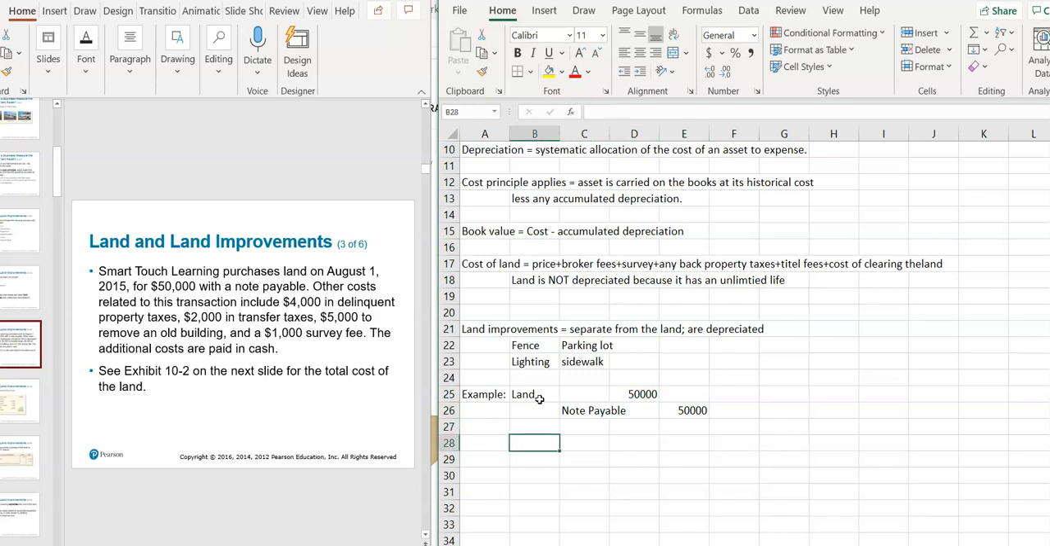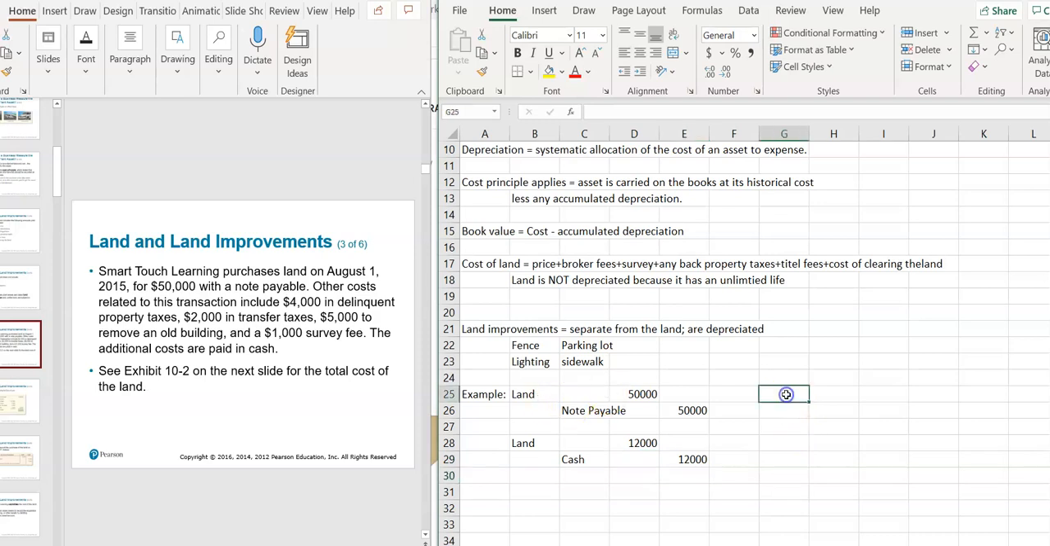And then all these other costs are also going to go to land. All right, so the $4,000 in delinquent taxes, the $2,000 in transfer, the $5,000 to remove the old building, and the $1,000 survey are also going to be part of the cost of the land. All right, and I could have just done that in one entry. I could have said land for $62,000.